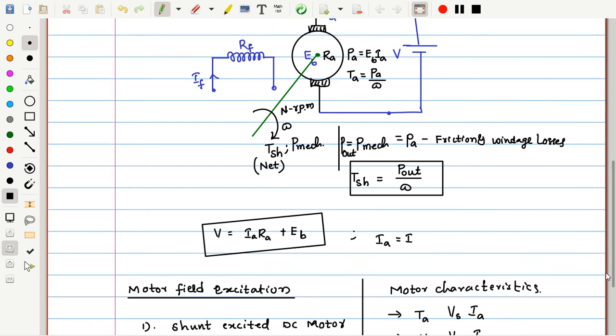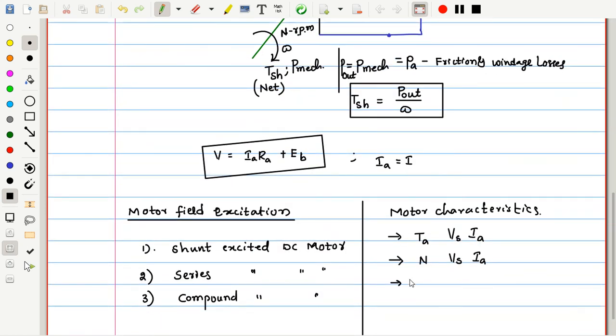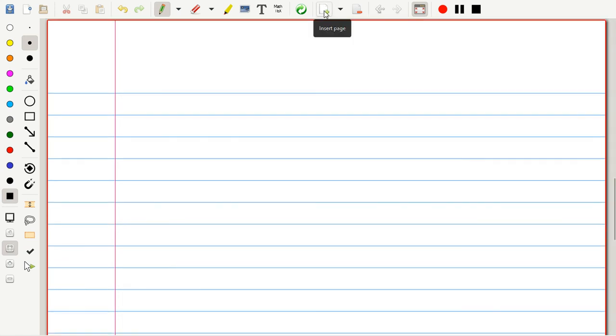The last one is the speed versus torque, where we would like to see the relation between the torque and the speed. That is the third characteristic: the speed versus the armature torque of the machine. So we will see these characteristics for the machine. Now let us take up the shunt excited DC motor.